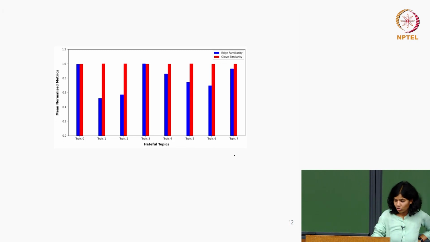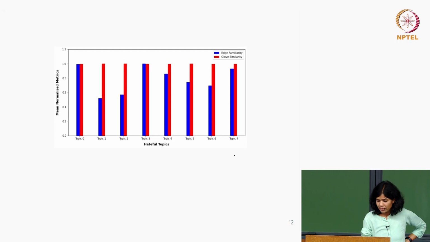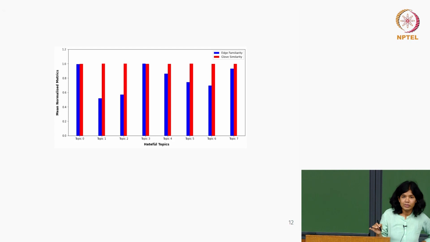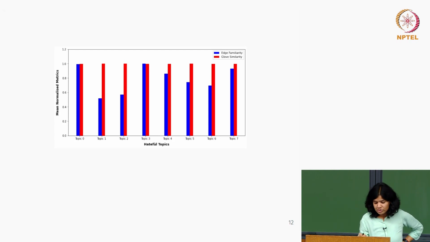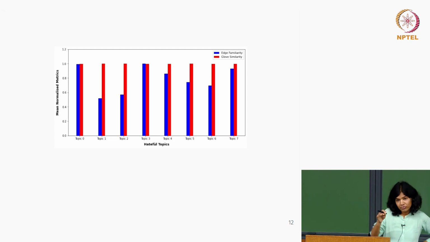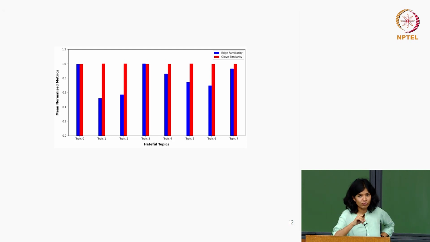Here, looking at the bar plot, blue is the familiarity and red is the similarity. For each topic I have put the similarity and familiarity values from 0 to 1. For a few topics, like topic 0 and topic 3, the similarity and familiarity are both quite high. So this homophily is different across the different hateful forms.